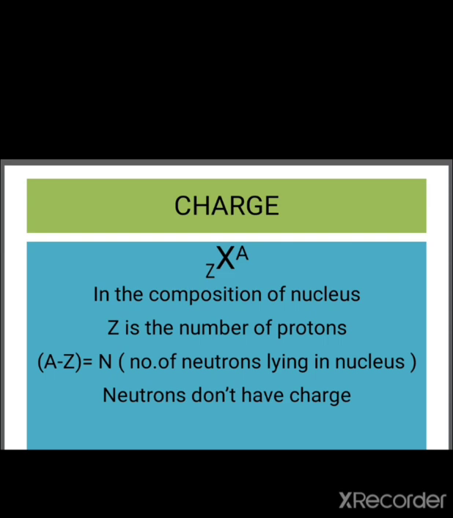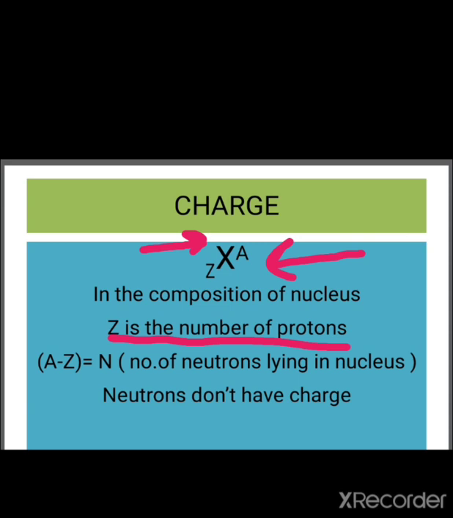In atomic notation, we have a particular way of writing an atom. So I have written here this ZXA, where this capital A represents the mass number, that is the number of protons plus number of neutrons. This capital X represents the symbol of element like chlorine, bromine, iodine, etc. And this capital Z represents the number of protons.